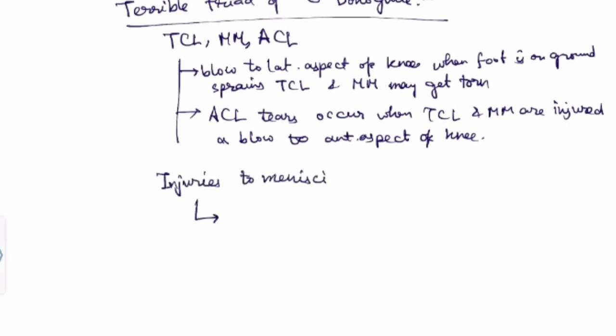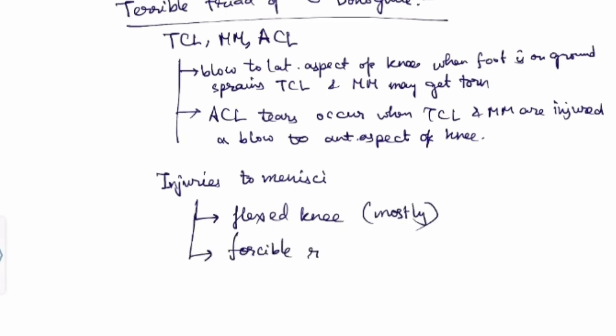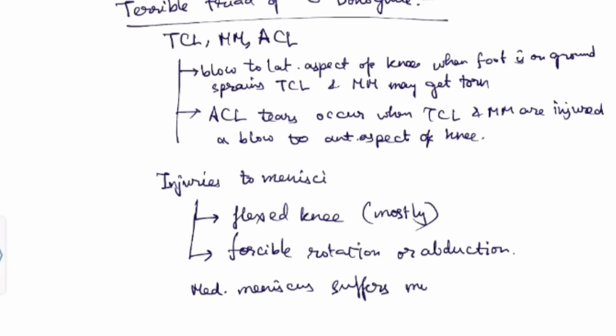Okay. Injuries to menisci. How do they happen? Mostly occur in flexed knee, through forcible rotation or abduction. Medial meniscus suffers more than lateral. Okay. Why? Because lateral has a greater range of movement. It is already protected by the popliteus muscle, right? Popliteus muscle pulls it backwards whenever there is danger.